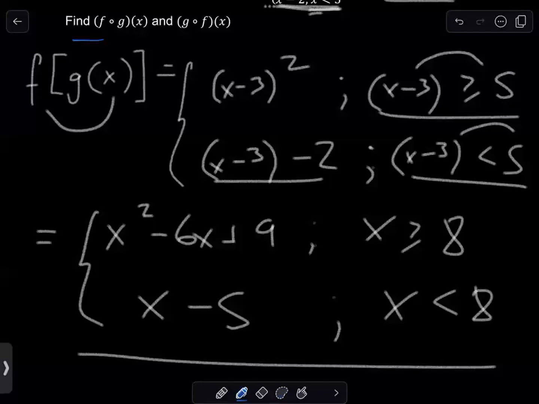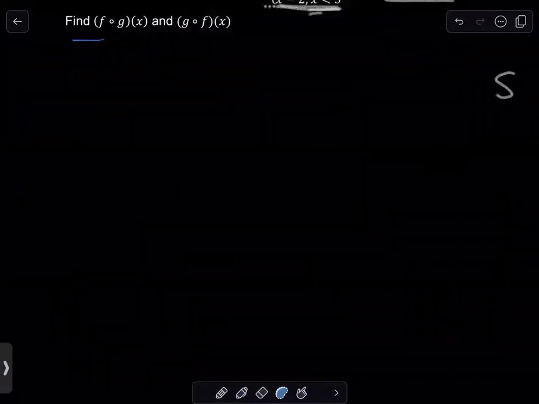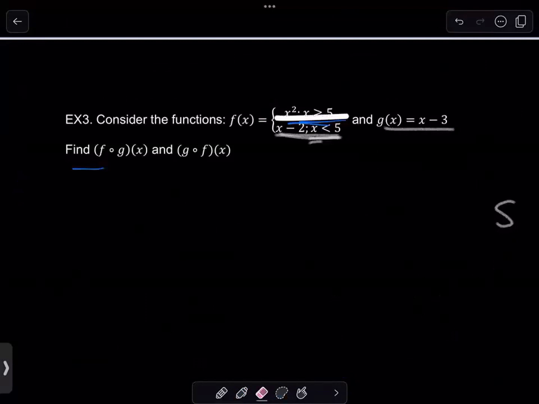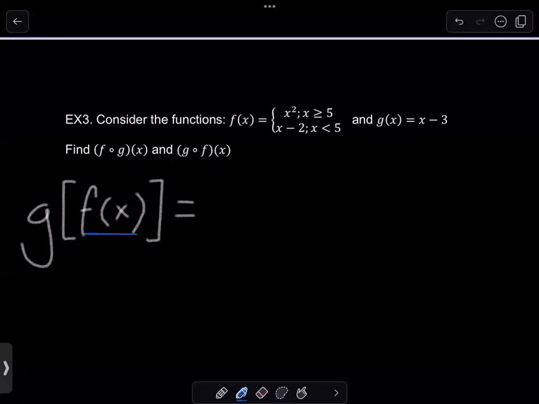Now we need to work with the other part of the question, g circle f of x, or g of f of x. So let's make some space here. Okay, let's get this out of the way. Right, we are dealing with g circle f of x, or as I like to write it, g of f of x. Okay, now what are we doing here? We are taking the f of x function, so we are taking the piecewise function and inserting it into the g of x function, that linear function x minus 3.